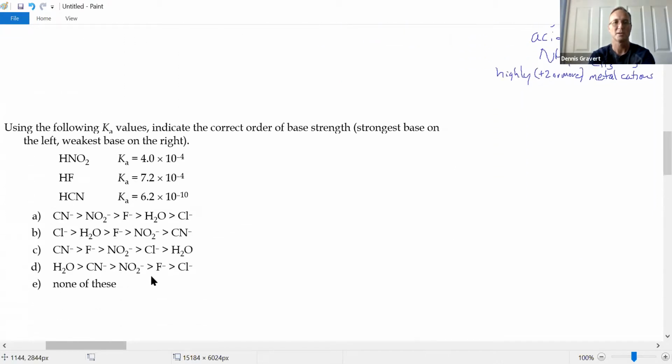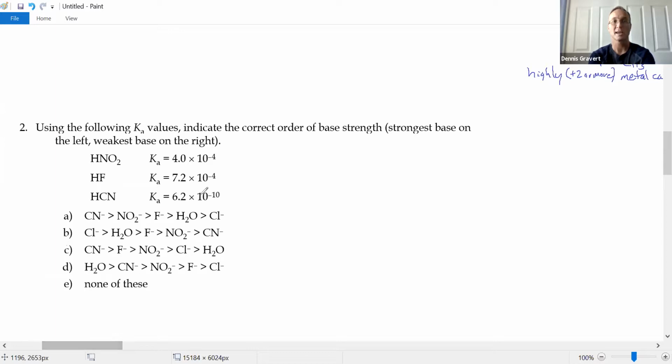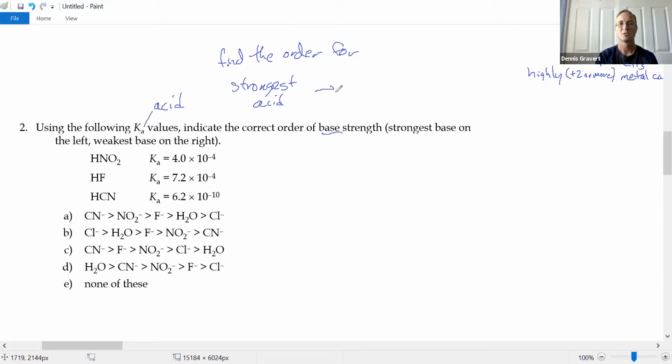Number 2. Using the following Ka values, indicate the correct order of base strength. Wait, A stands for acid, and then it wants to talk about bases. Okay, so here's how it works. Find the order or ranking for strongest acid to weakest acid. And then look at the conjugate base. We'll show you that in a minute. And then the order flips.